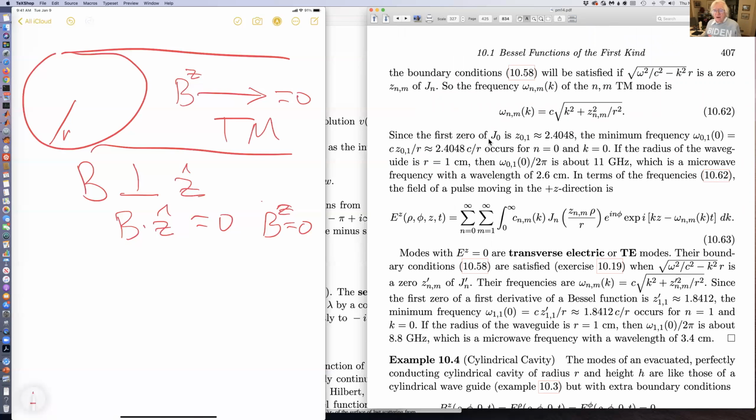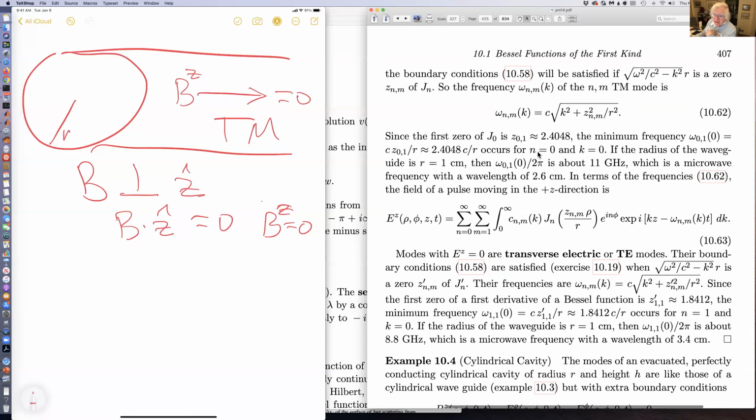In particular, the lowest one would be for n equals 0, and the first 0 of the 0th Bessel function is about 2.4. So the minimum frequency is the speed of light times z01 divided by the radius of the waveguide, that is 2.4 c over r. That's for k equals 0 and n equals 0. If the radius is 1 centimeter, then this is 11 gigahertz, which is a microwave frequency, 2.6 centimeters.